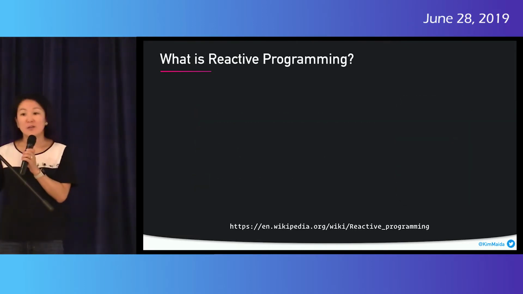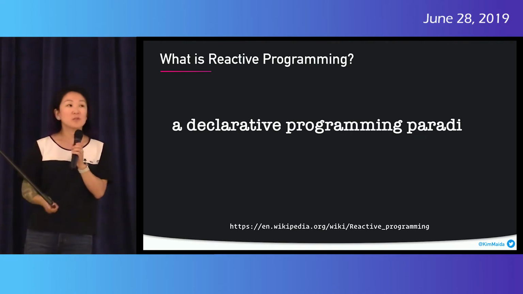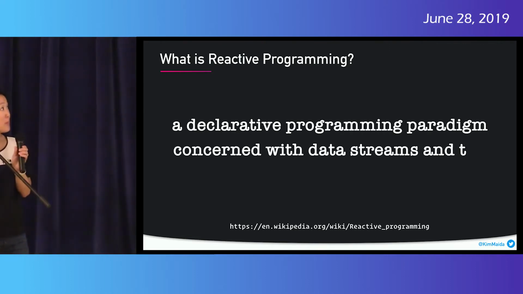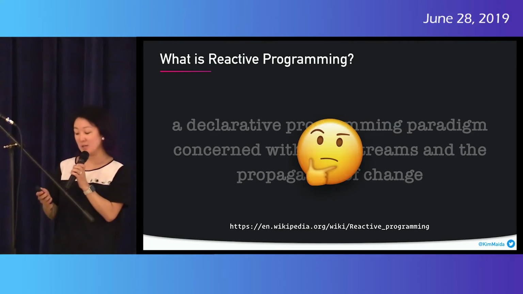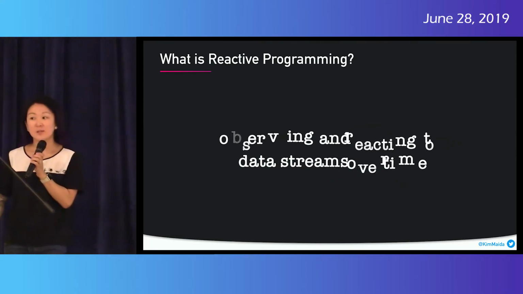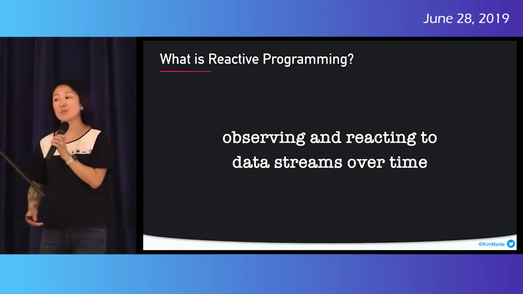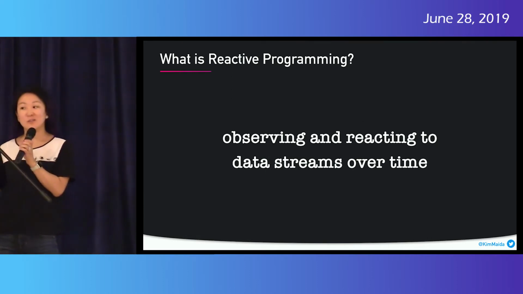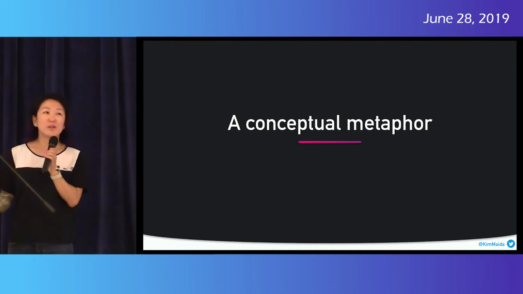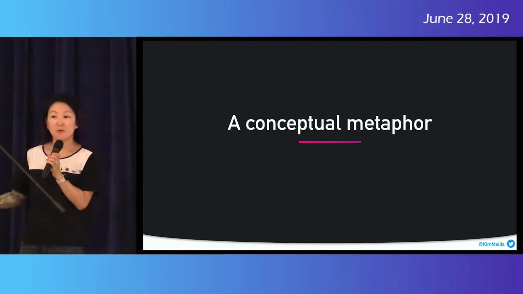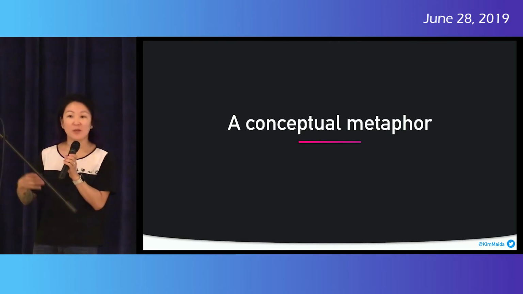So what is reactive programming? Well, according to Wikipedia, it's a declarative programming paradigm concerned with data streams and the propagation of change, which is great. But in slightly simpler terms, it's about observing and reacting to data streams over time. I'm going to start by talking about this in a metaphorical way so that we can think about the larger concept at work here.